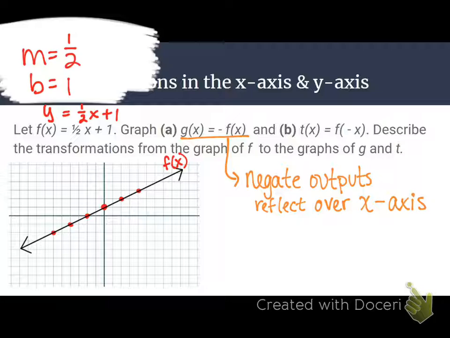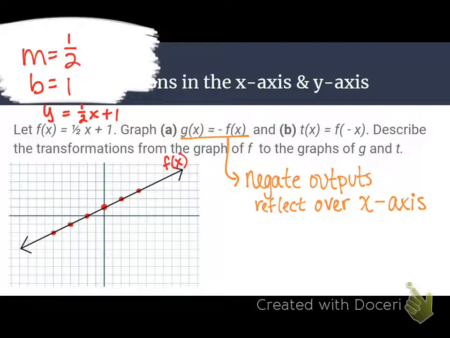Okay. So, one way to think about it is that if your outputs are what's changing, that means the y's are changing. Y coordinates changing. That means you're reflecting over the x-axis so that the x stays the same. Or you can just memorize: negative on the outside, you reflect over the x-axis. What it means to reflect is that we are creating a mirror image of it on the other side of the x-axis. So however far away we were from the x-axis, we're going to go that many units on the other side of the x-axis.